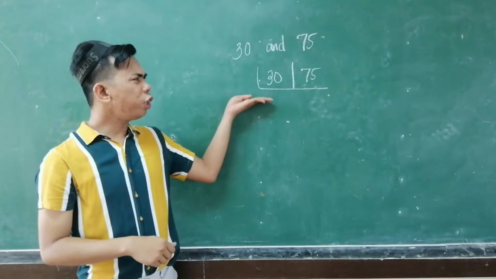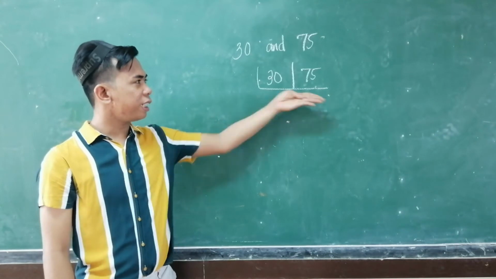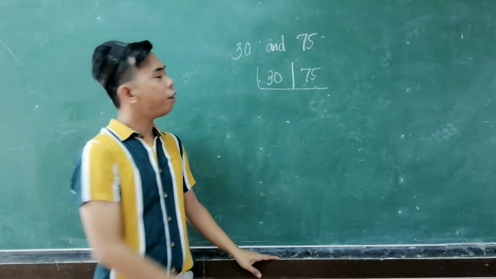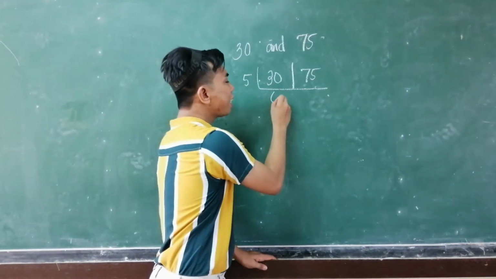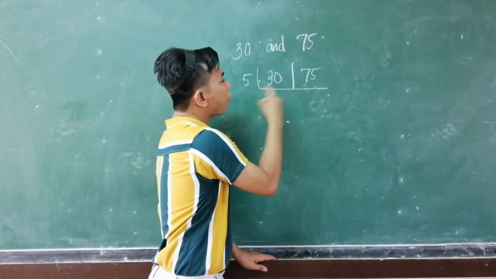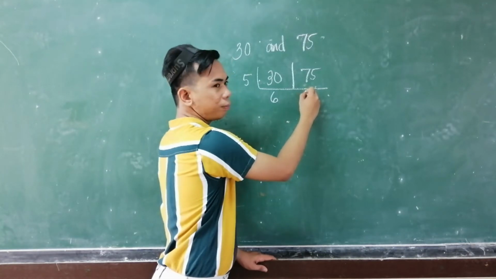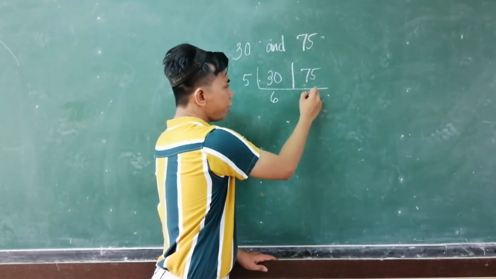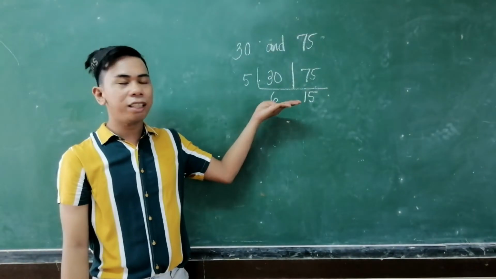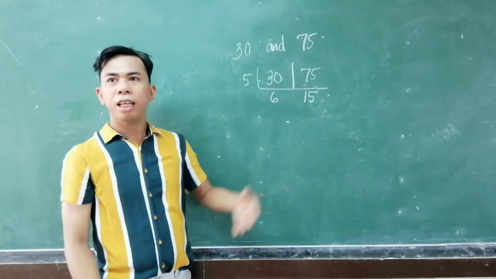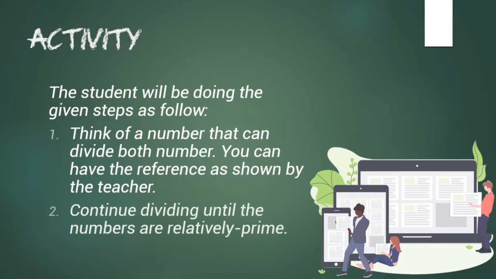And then, what do you think can be divided by these numbers? So we have 5. So 30 divided by 5 is 6. 75 divided by 5 is what? 15. Very good. So we have 6 and 15. Next step. Step number 2.